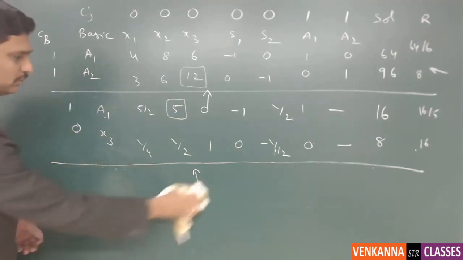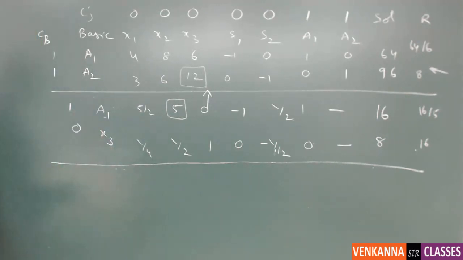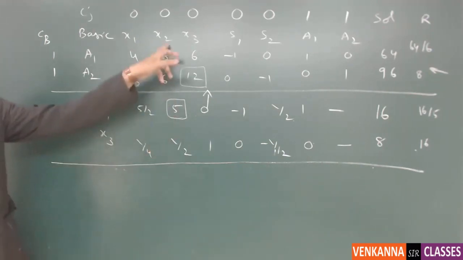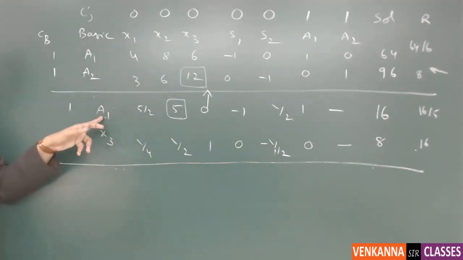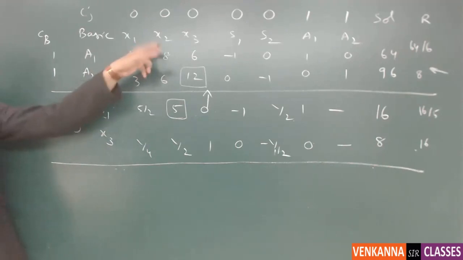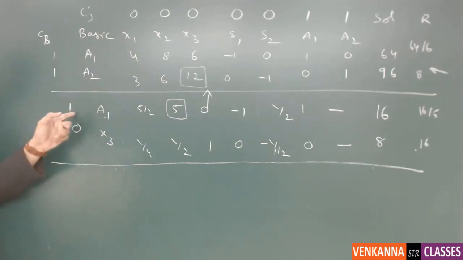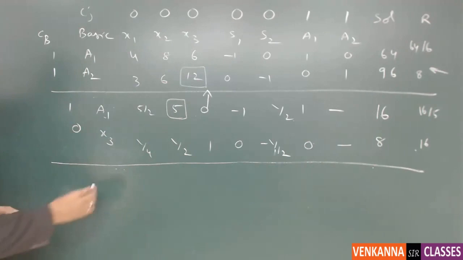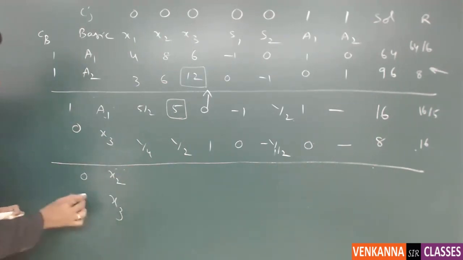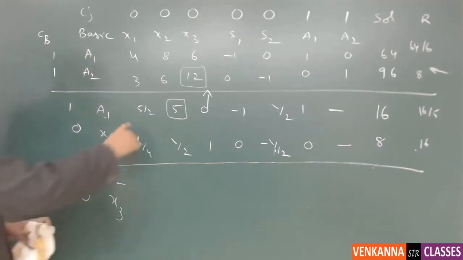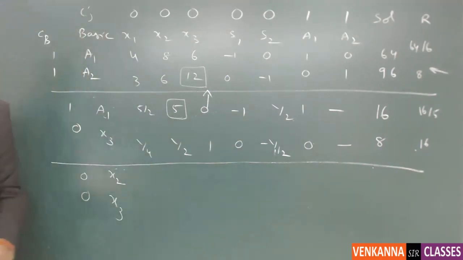Now I am going to take the third table. So this is occurring for X2. So the artificial variable A1 is replaced by X2 and 1 is replaced by 0. So we are going to get it as X2, 0, X3, 0, and you are going to modify the rows. So if you allow me, I am going to fill the rows. Can I?